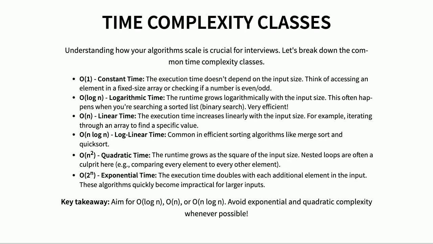Linear time, O(n), just means the runtime increases proportionally to the size of your input. You'll see this when you're looping through an array once. Next up, O(n log n), often found in efficient sorting algorithms like merge sort. We also have quadratic time, O(n squared), where things start to slow down noticeably as your data grows, typically caused by nested loops. Finally, exponential time, O(2^n), is something to really avoid. It can become incredibly slow very quickly.